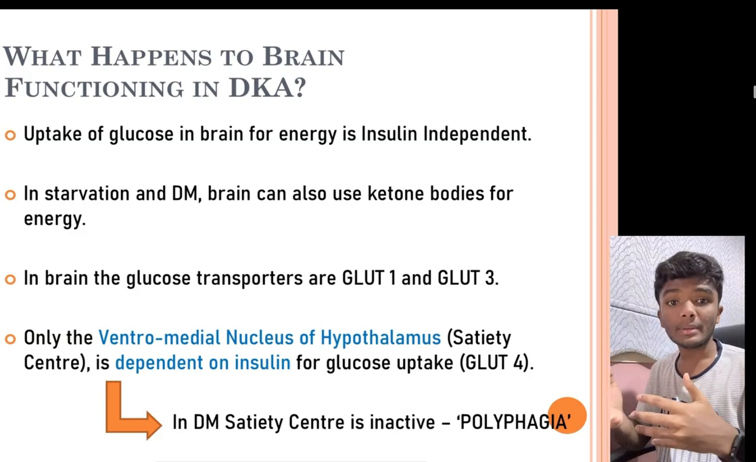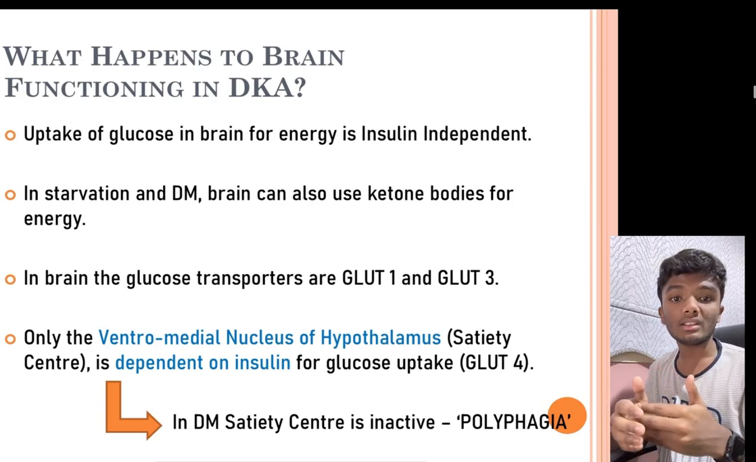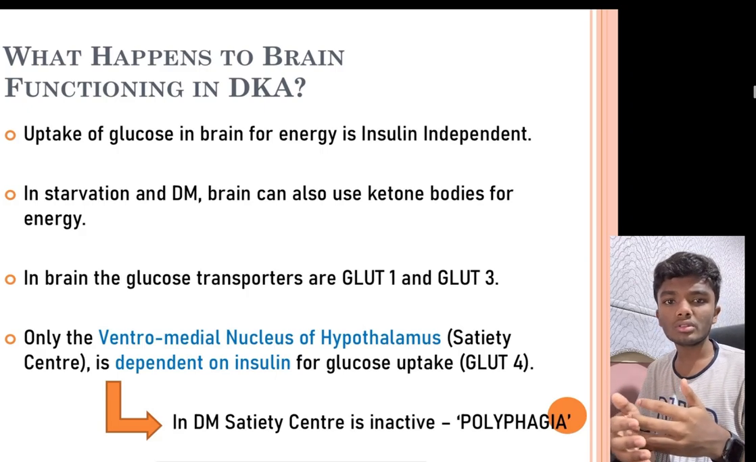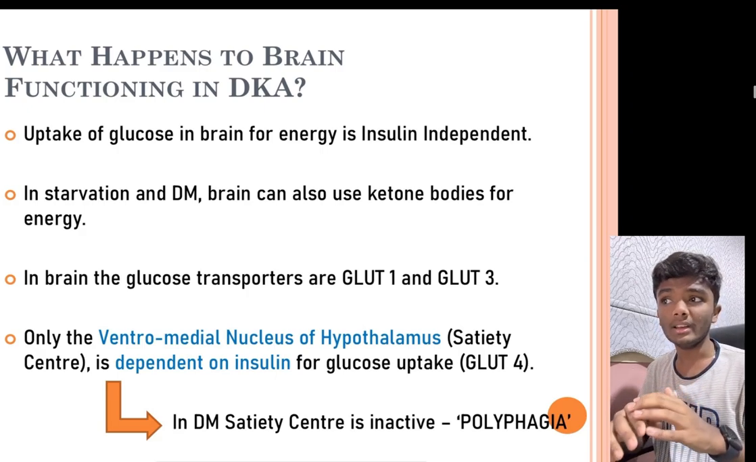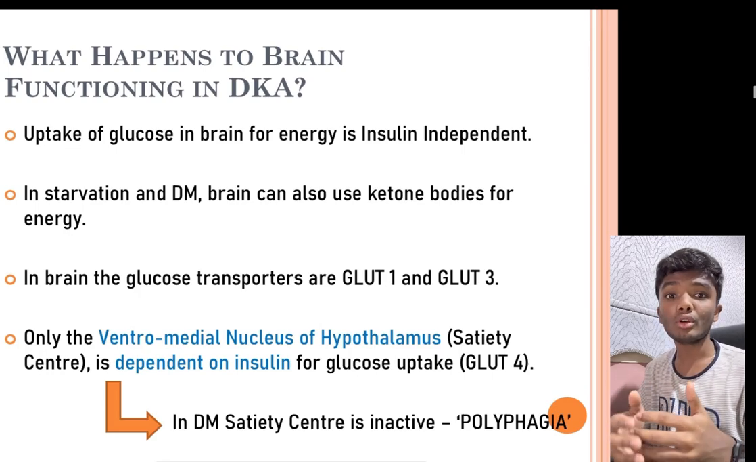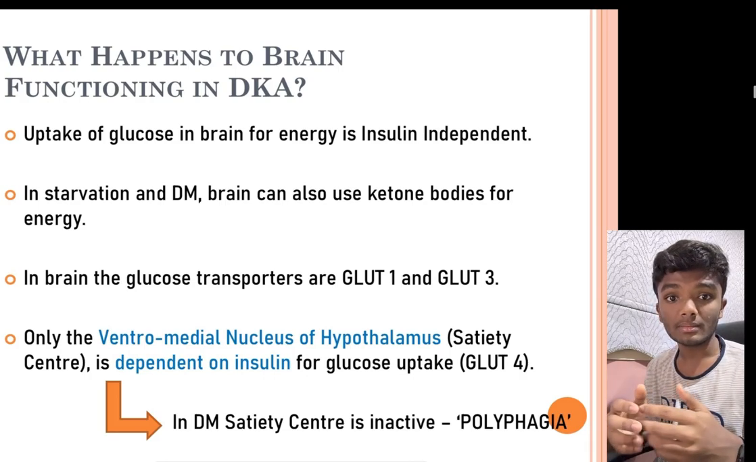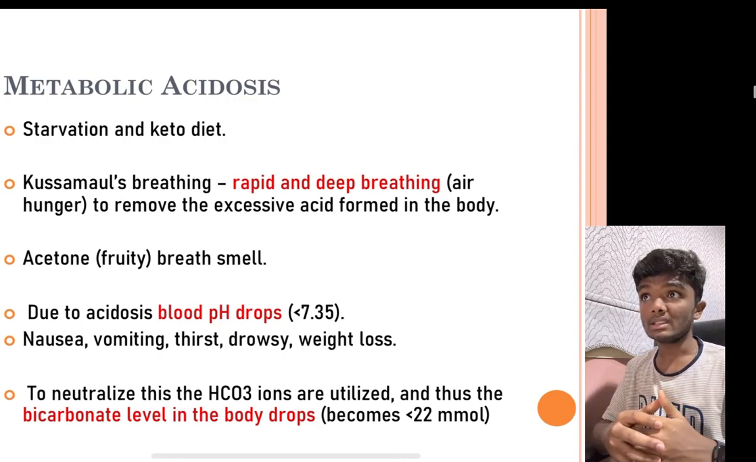eating. This happens normally, but in insulin deficient conditions, the GLUT4 transporters do not work properly and the glucose uptake is reduced. Thus, the energy produced for the satiety center to work is depleted, and this center won't be able to send you the proper signals to prevent you from excessive eating. This is the main reason for polyphagia, that is excessive eating in diabetes mellitus patients. Next, we look upon metabolic acidosis.